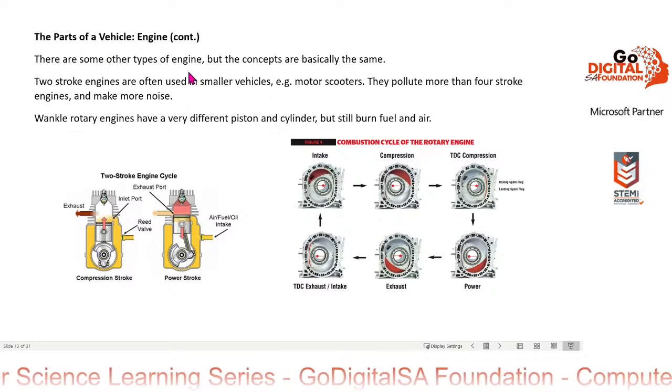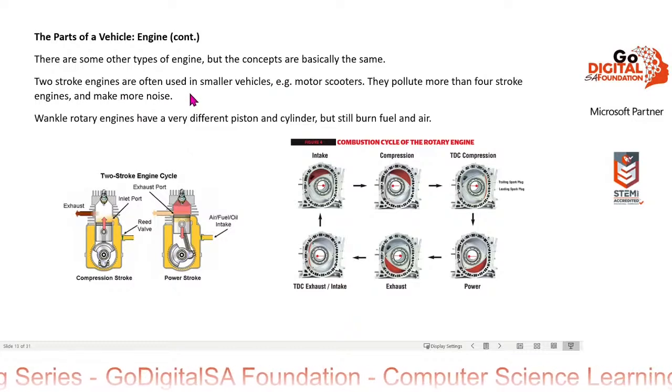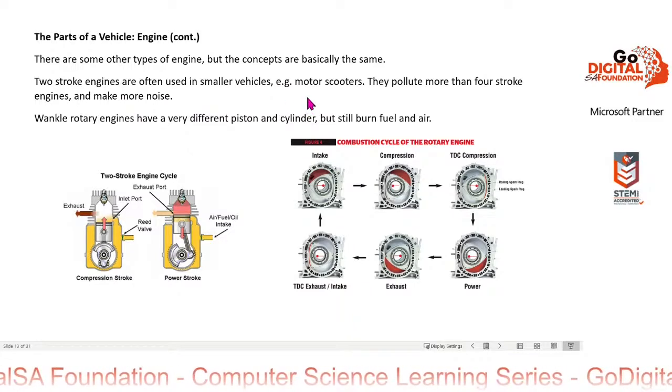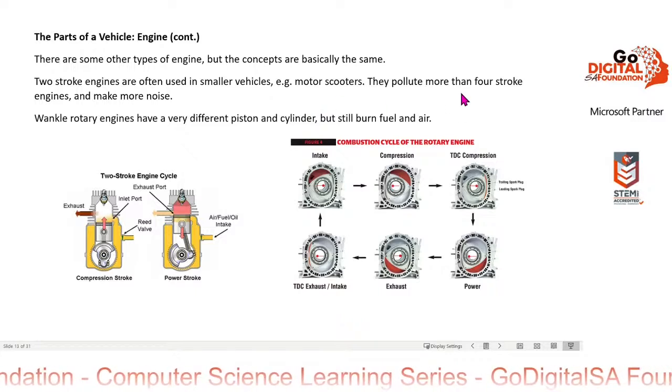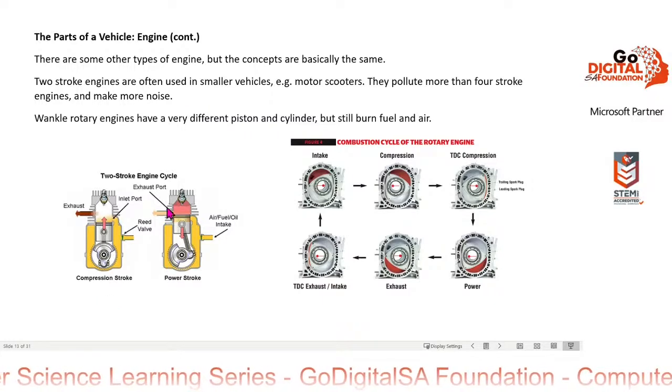Okay, there are some other types of engine, but the concepts are basically the same. Two-stroke engines are often used in smaller vehicles like motor scooters. They're also used on lawnmowers and so on. They pollute more than four-stroke engines and they make more noise. That's how a two-stroke engine works.